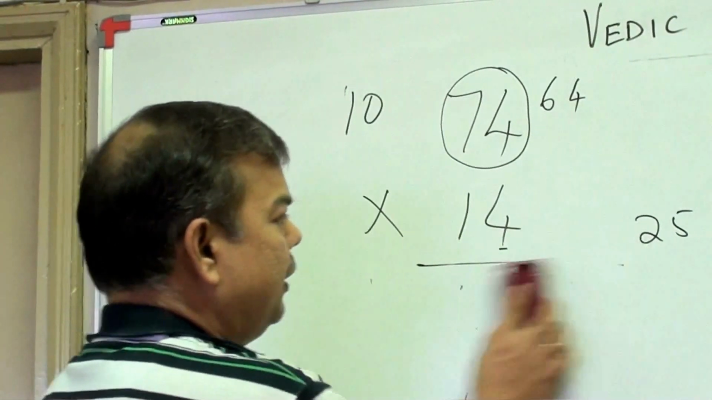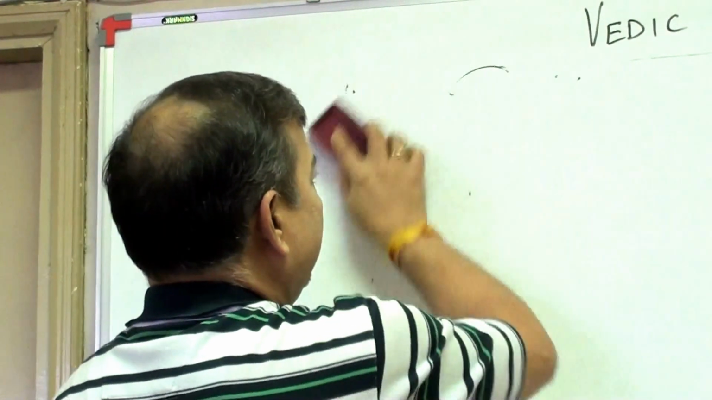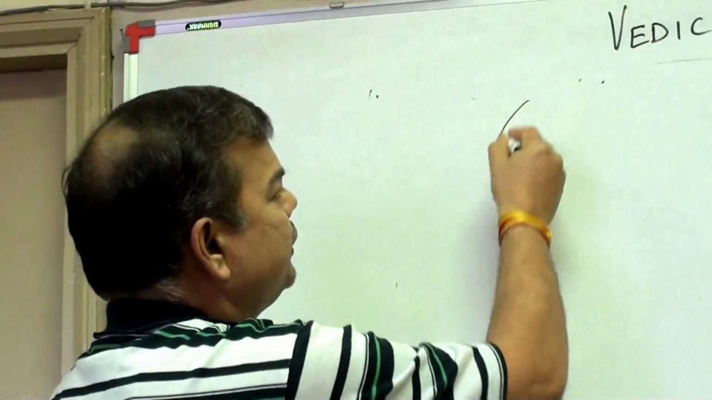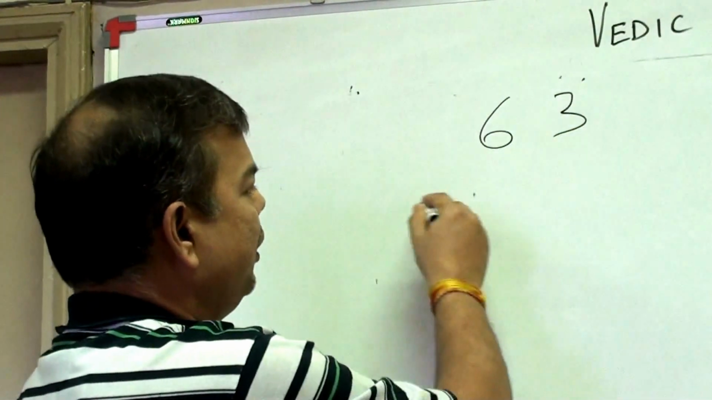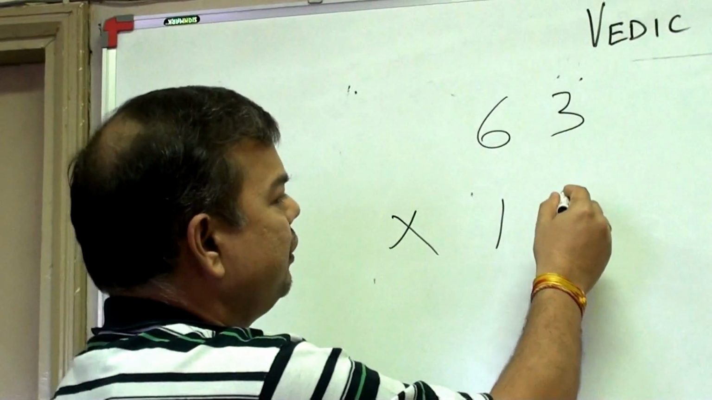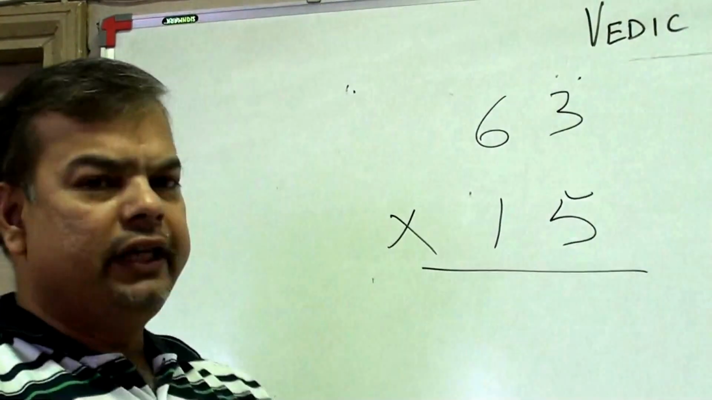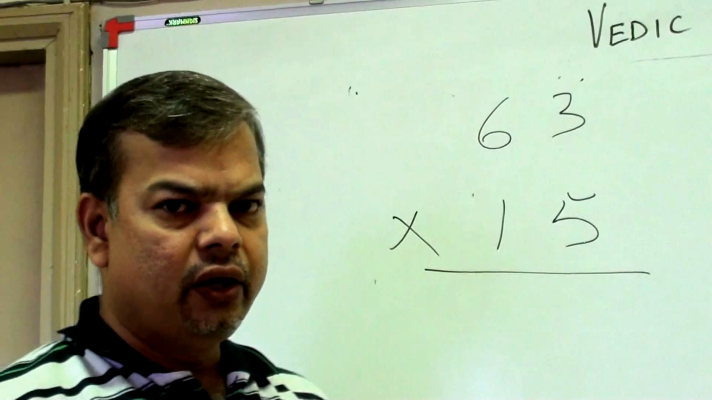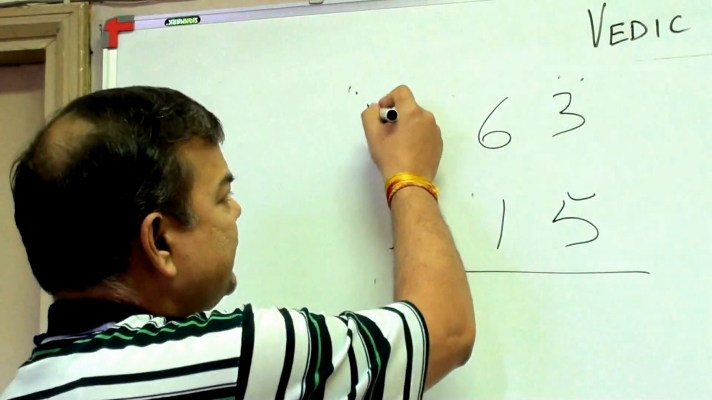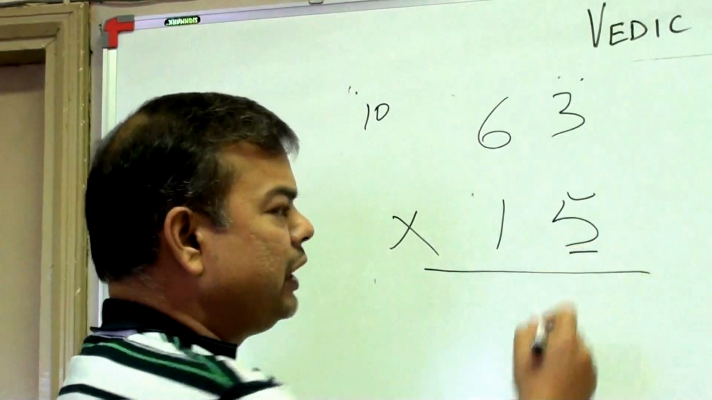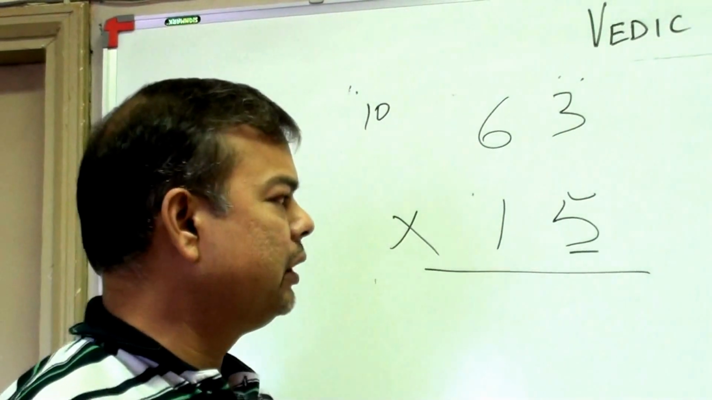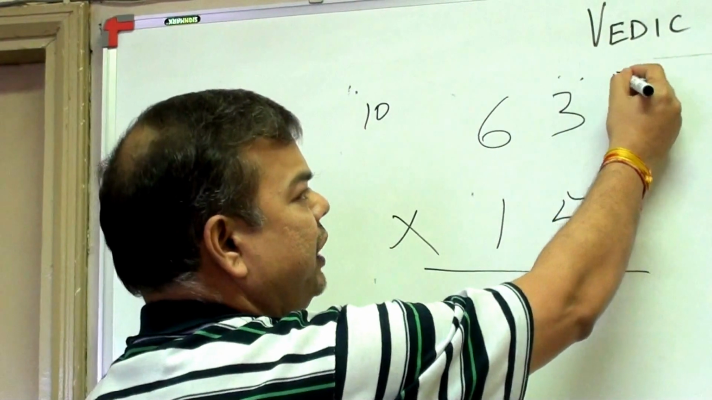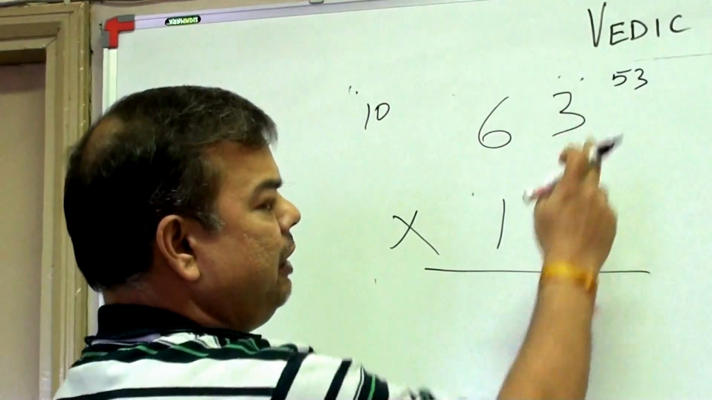Now let us take another example. 63 multiplied by 15. Now in this case again we can see that 15 is close to base 10, but 63 is not. We will simply select base as 10. We know that 15 is 5 more, so we will put an underline below 5, and 63 we will minus 10 here, we get 53. So we are going to multiply this 53 with this 5.